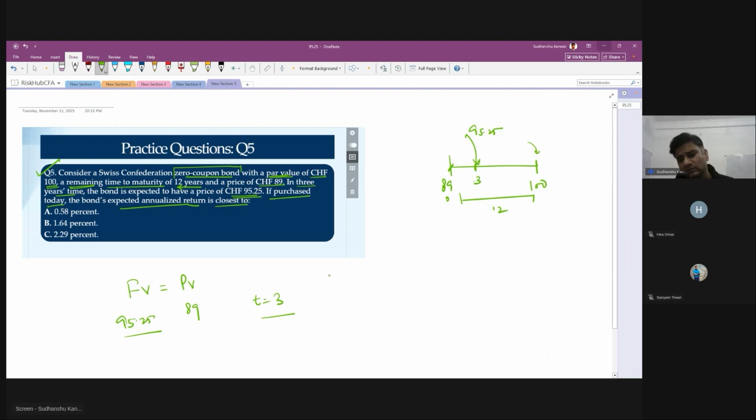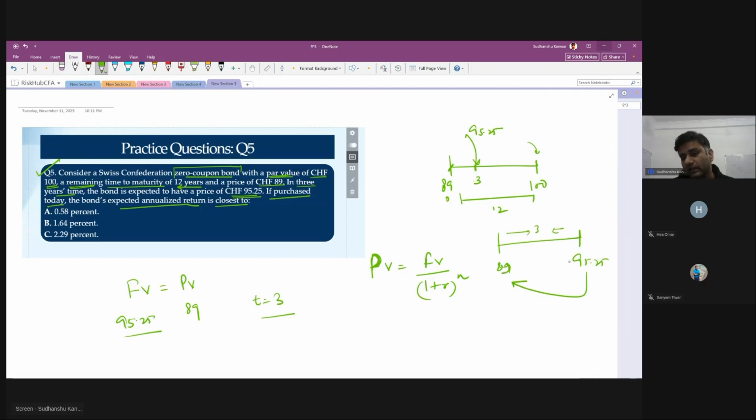See, same logic. If you have to find out the PV, present value, it is equal to FV divided by (1 plus R) raised to power N. This is what we have, right? Because ultimately you are discounting. This is 95.25. This is 89. You are asking what is the return for this period, this 3 years. So you're discounting 95.25 divided by (1 plus R) raised to power N.